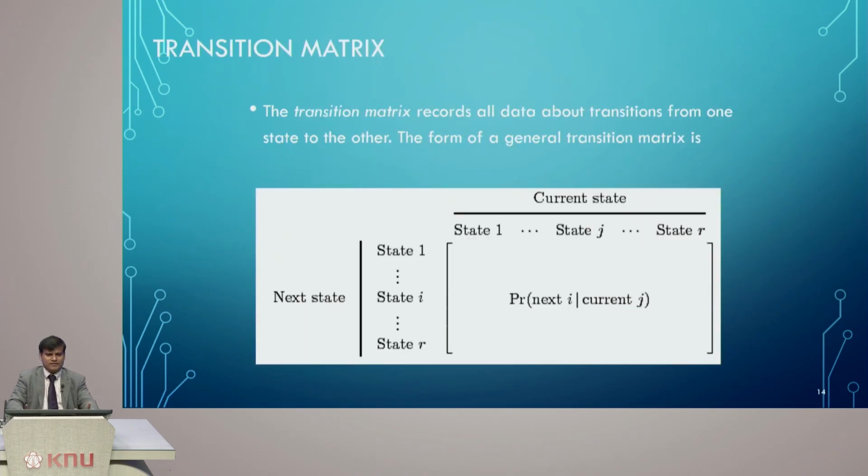Okay, so this is the transition matrix. This transition matrix records all data about transition from one state to another state. We have this sample diagram picture that represents the whole transition matrix. You have the next state here and the current state.